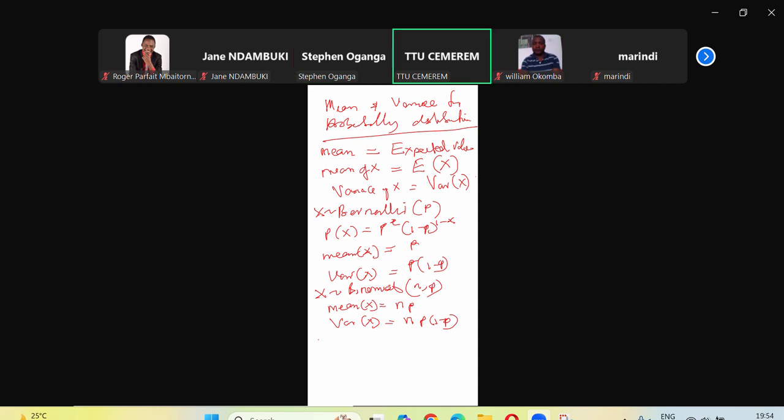The third one is Poisson. If X follows Poisson with parameter lambda, then the mean of X will be equal to lambda, and the variance of X is also equal to the same lambda. So for Poisson, both mean and variance, you just pick the lambda. Is that okay? Yes. So if I give you a Bernoulli distribution, how do you get its mean? Where do you get its mean from?